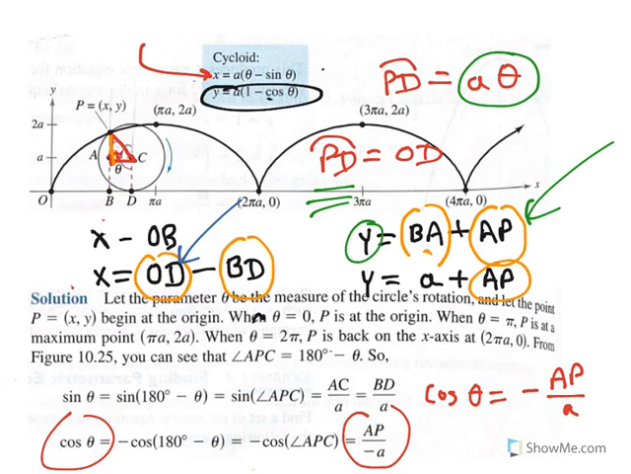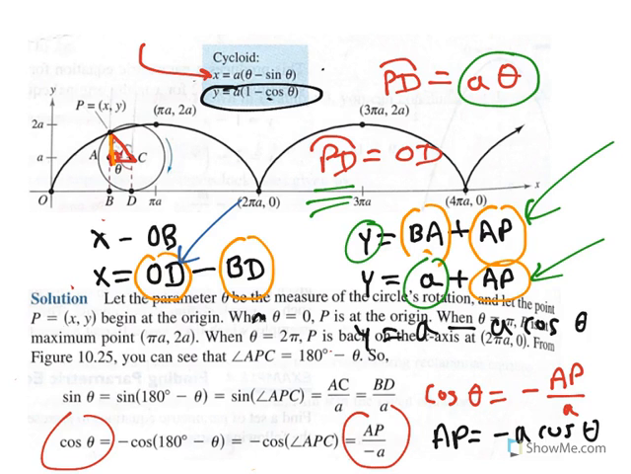Y is equal to BA plus AP. And we know BA is equal to the radius of the circle. And now we can write AP in terms of the parameter theta. AP is equal to -A times cosine theta. So now we can write Y is equal to A plus AP, and negative would be minus A times cosine theta.